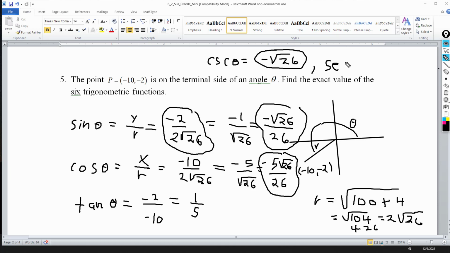And the secant of theta is just the reciprocal of what we got for the cosine. It's easier to reciprocate from here. So the 2 radical 26 goes to the numerator, negative 10 goes to the denominator, and you reduce that. This comes out to negative the square root of 26 over 5.